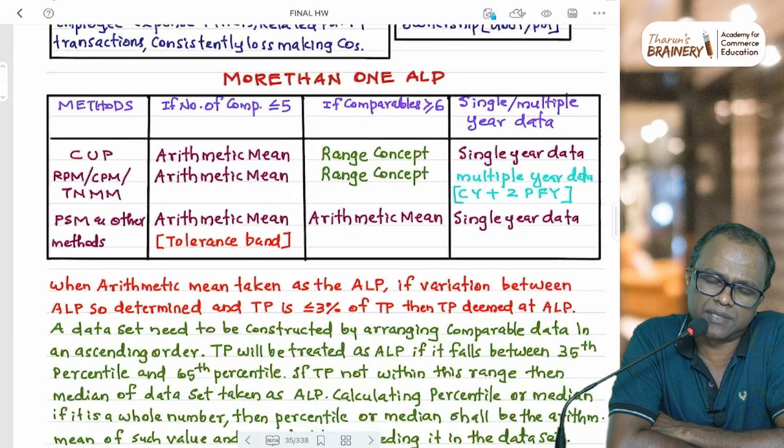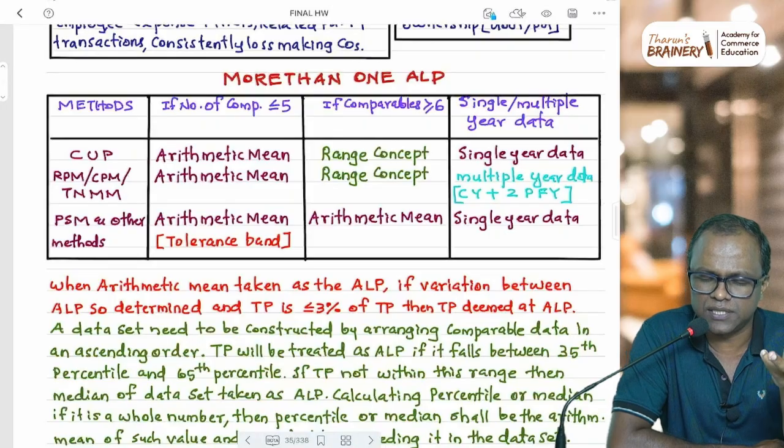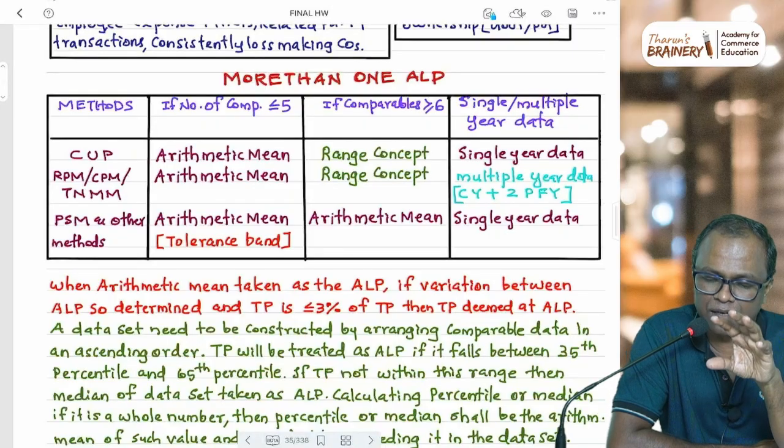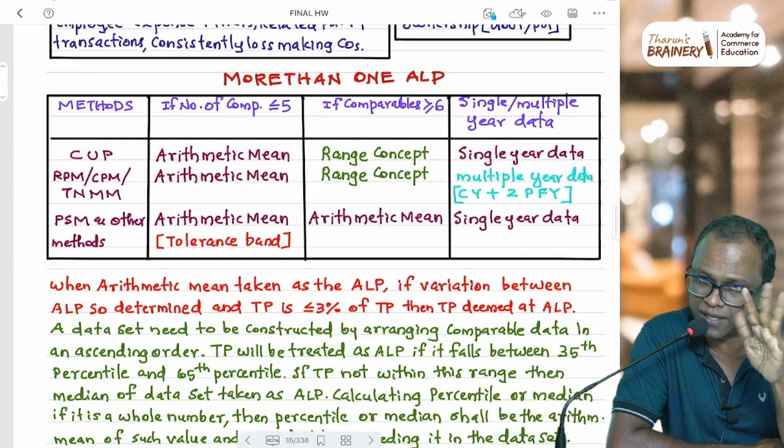When we are taking the arithmetic mean of 5 or fewer arm's length prices, in that situation, they are giving a tolerance band, they are giving a convenience. The convenience is, suppose your transfer price and the arithmetic mean ALP are different. So what is the variation? If the variation is not exceeding 3% of the transfer price of the assessee, then it will be accepted. Your transfer price will be accepted. Arm's length price will not be taken.